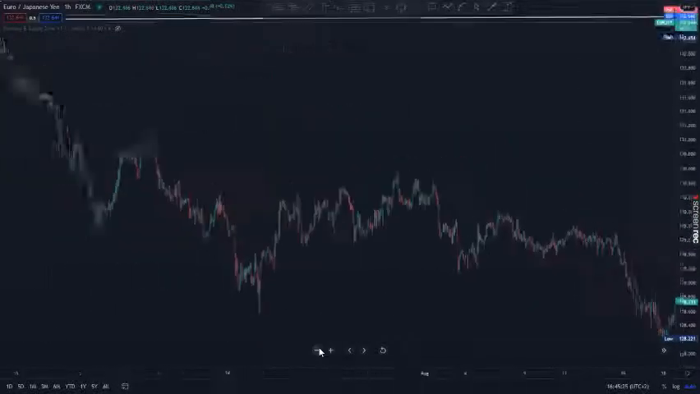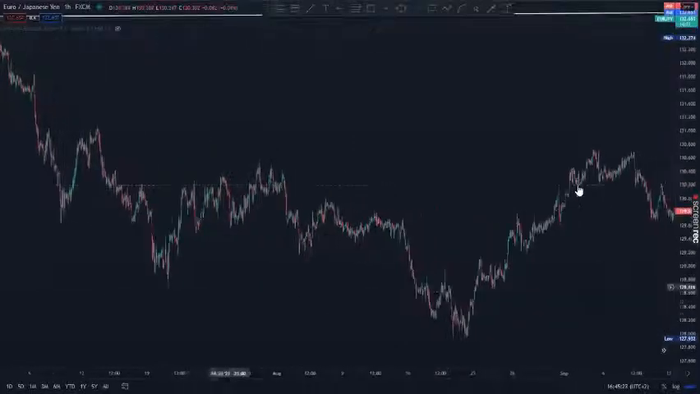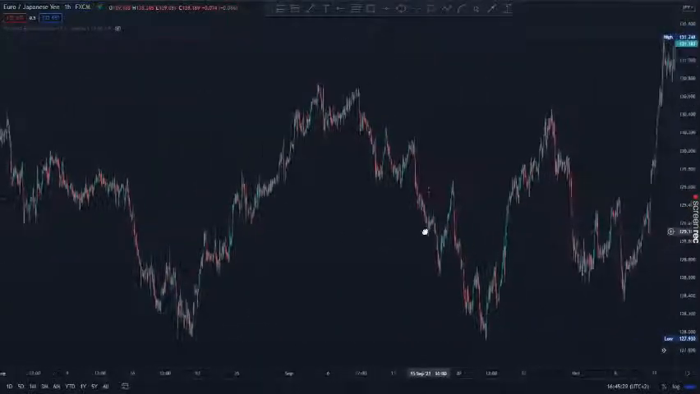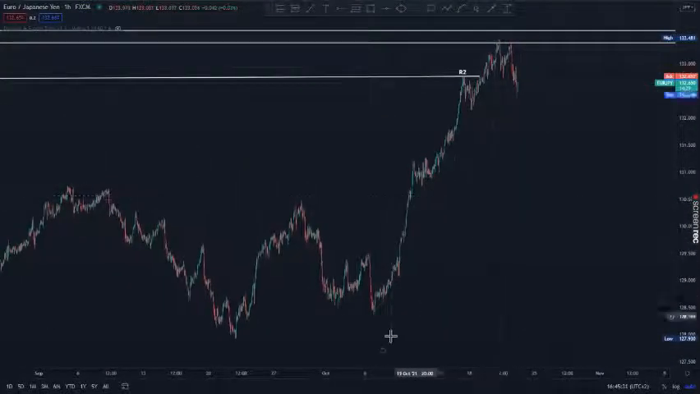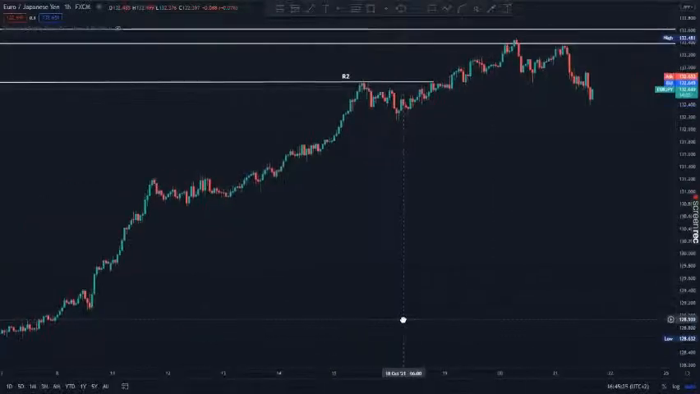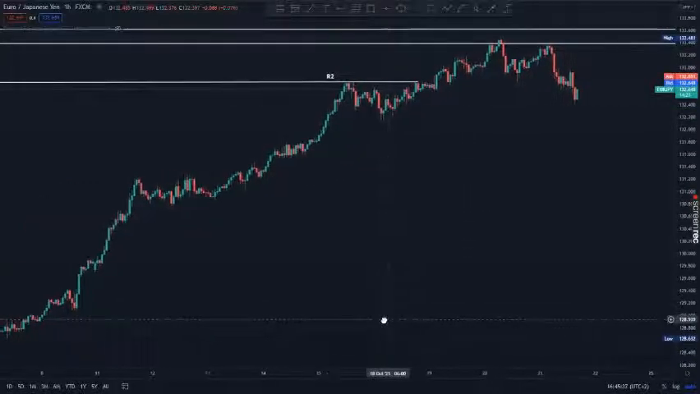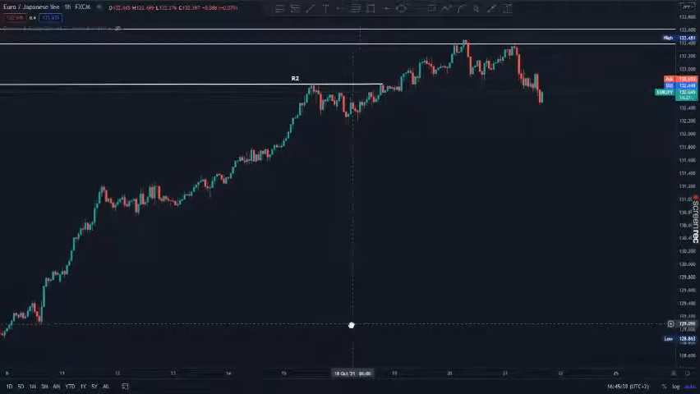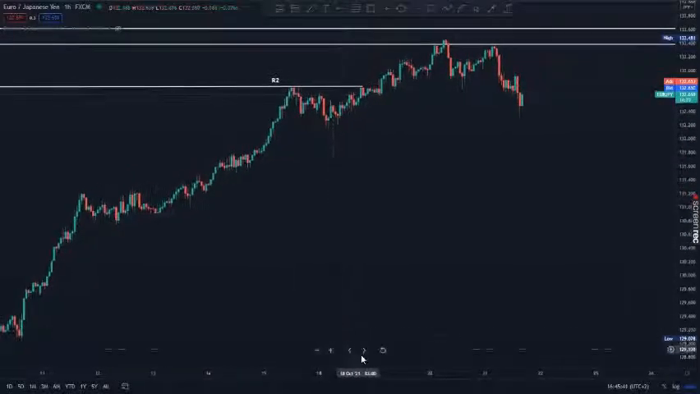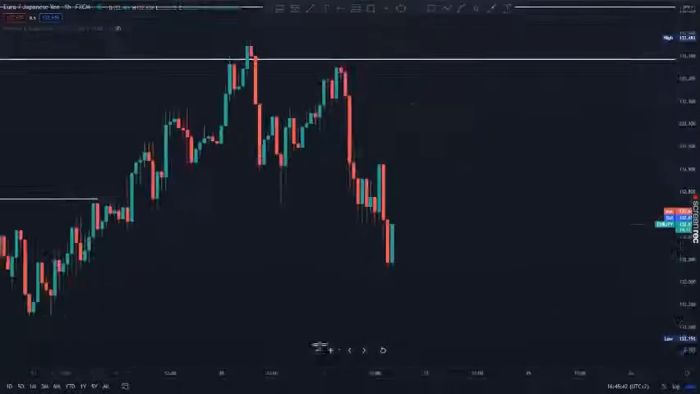Just a minute. Something very nice was happening here. I had a QML on the lower time frame. It was really nice. I was like, okay, this actually prompted me to have an early entry. So this is what happened.